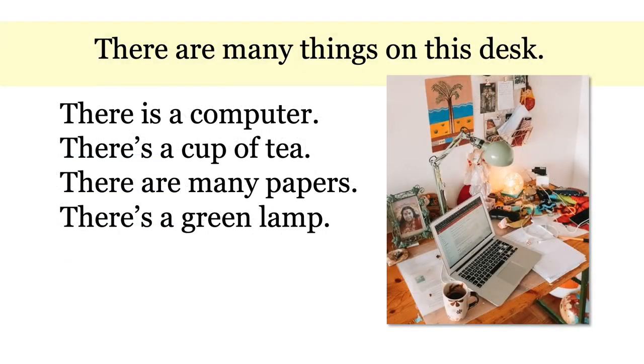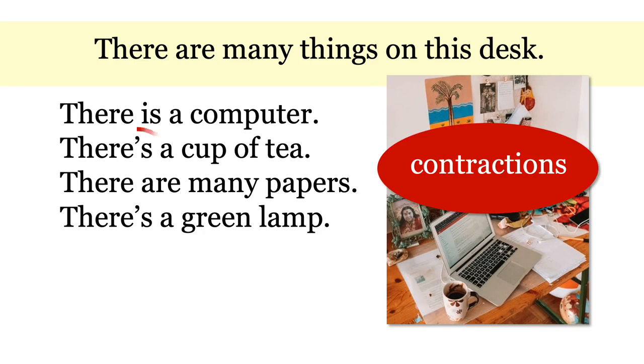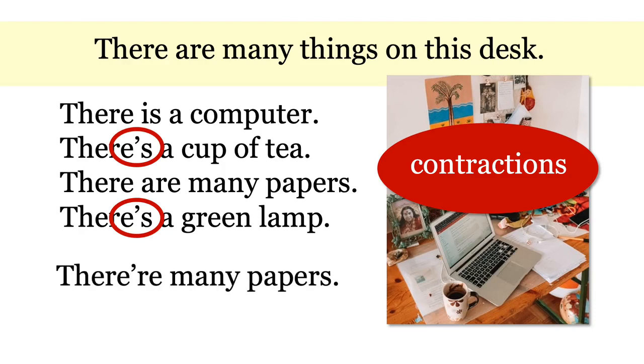There are many things on this desk. There is a computer. There's a cup of tea. There are many papers. There's a green lamp. Do you see the contractions? There's a cup of tea and there's a green lamp. These are the contractions of there is. It is very common to use contractions with there is. There are many papers. You might hear this when people speak, but there are is not a contraction, so do not write it.